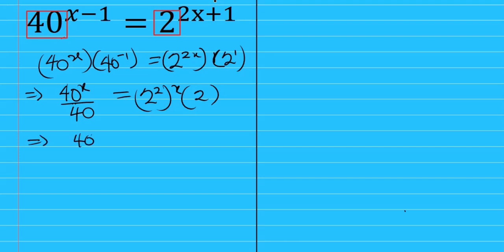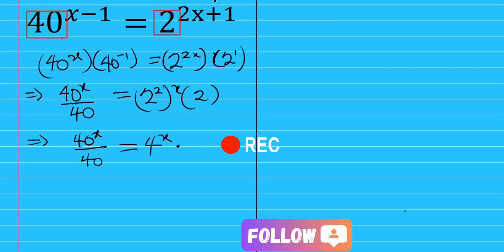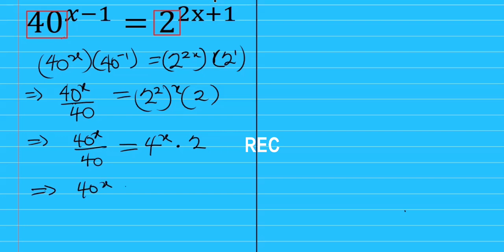You're going to have 40 to the power x over 40 equals 4 to the power x times 2. Okay, so let's multiply both sides by 40, so that we're going to have 40 to the power x equal to 4 to the power x times 80. Remember, 40 times 2 will give us 80. And then let's push those that contain x out on one side, by dividing both sides by 4 to the power x.